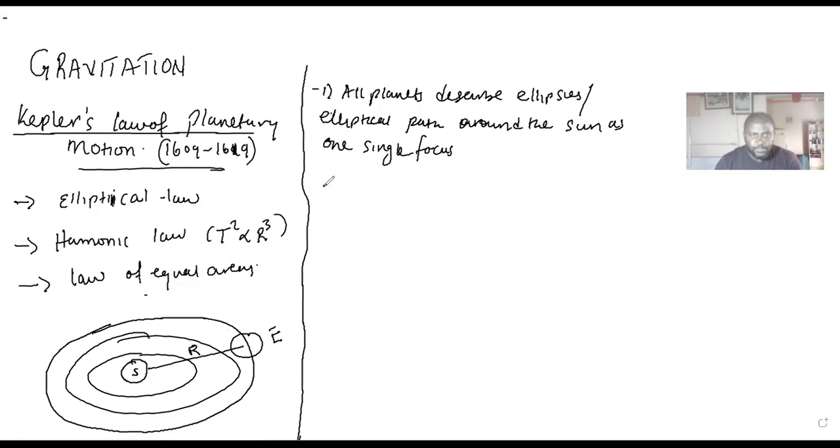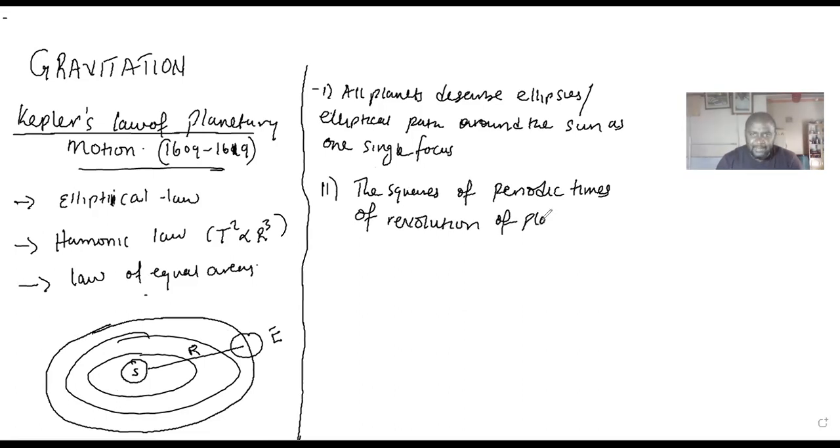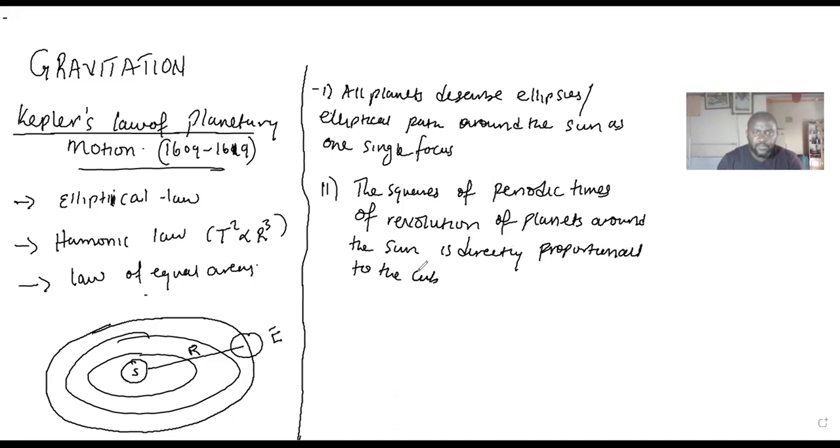Now, the second law, which I'm calling the harmonic law, says that the squares of the periodic times of revolution of planets around the sun is directly proportional to the cube of their mean distance apart.